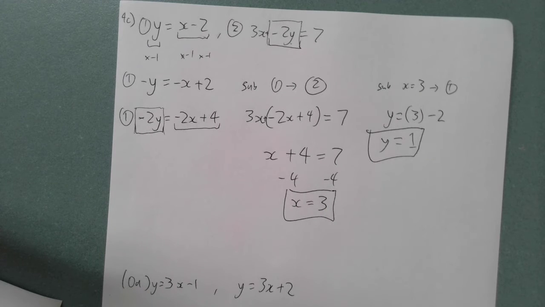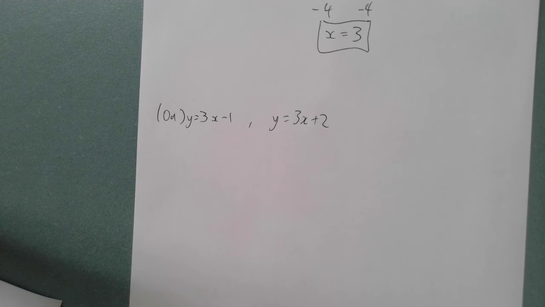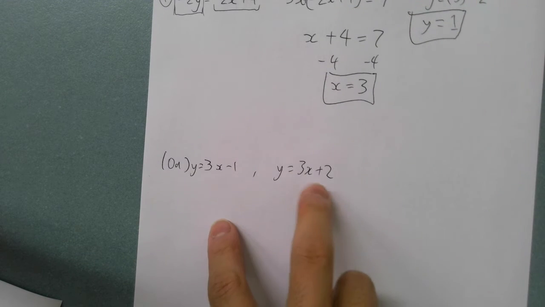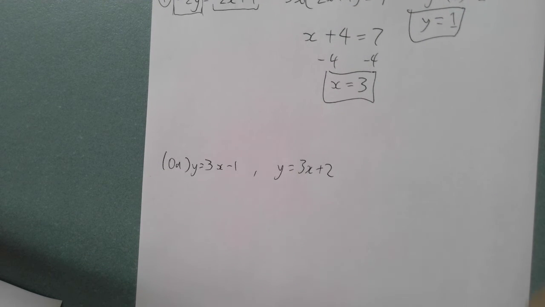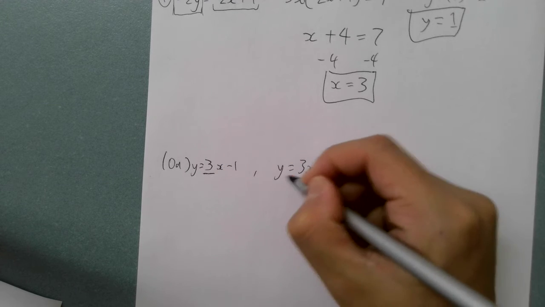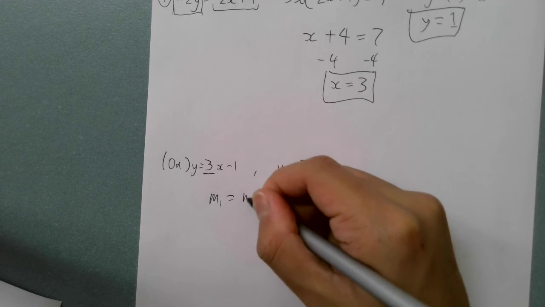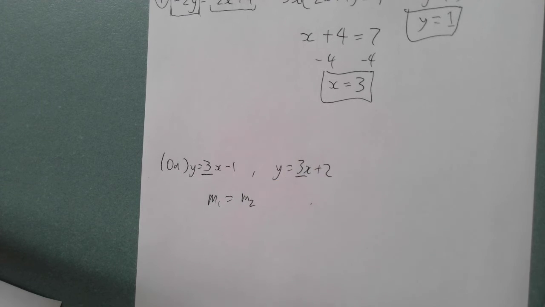Now, question 10 is a little different. Question 10 basically just asks, if we know that parallel lines will never, ever meet, then there's not going to be an x and a y point for a set of parallel lines. And how we can work out if lines are parallel is that we just need to look at their gradient. If m1 equals m2, that means the lines are parallel.